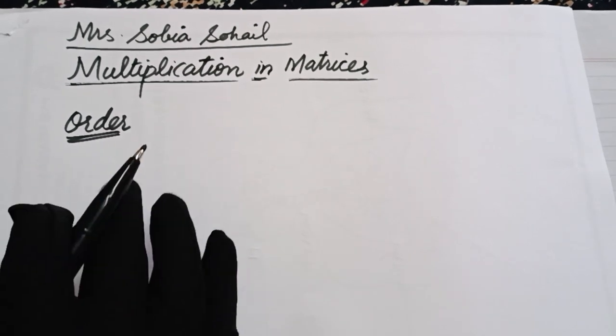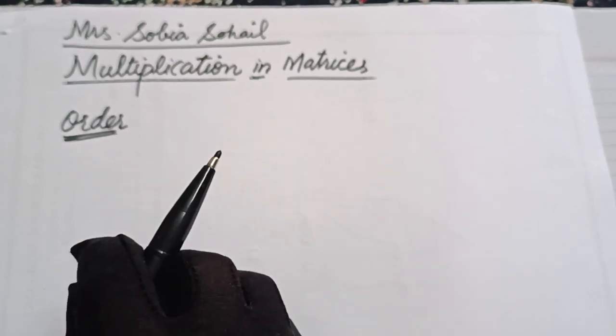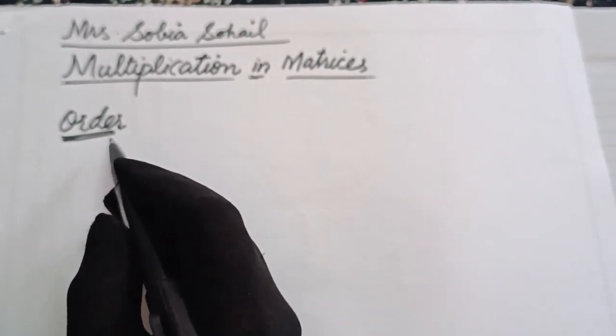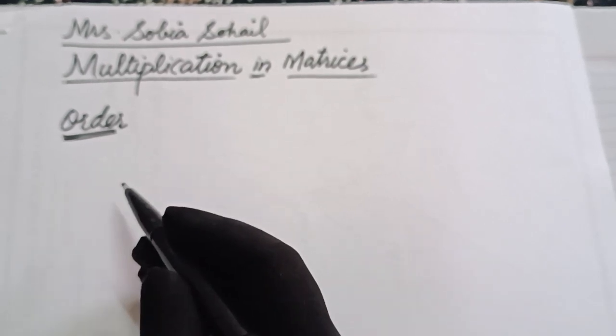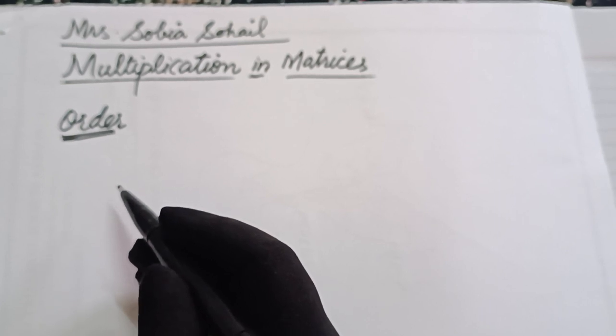Today in this video, I will start the topic multiplication in matrices. And for that, you know that in my previous video I also explained about the order. First, you have to check the order of both the matrices which you need to multiply, whether it is possible to multiply them or not.